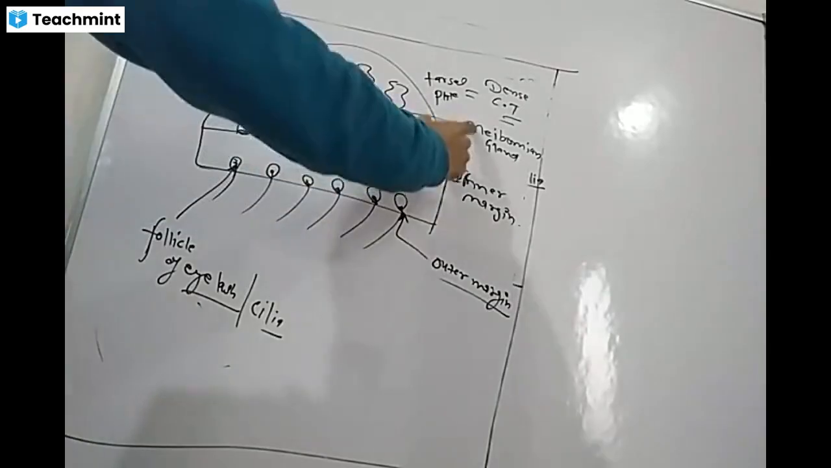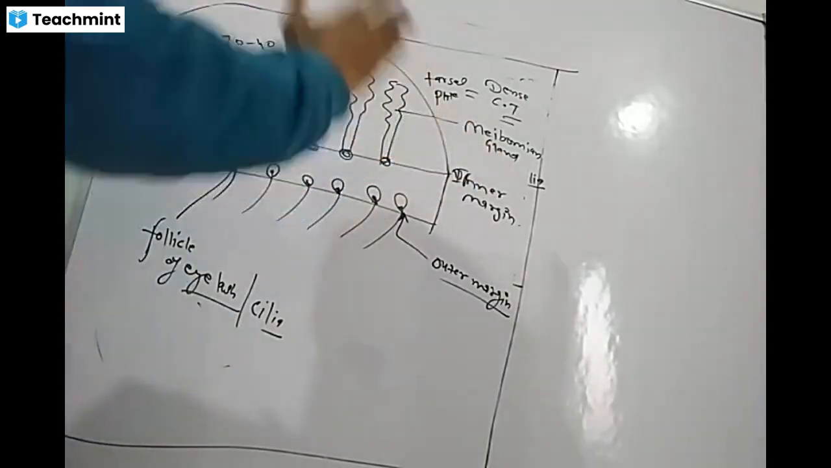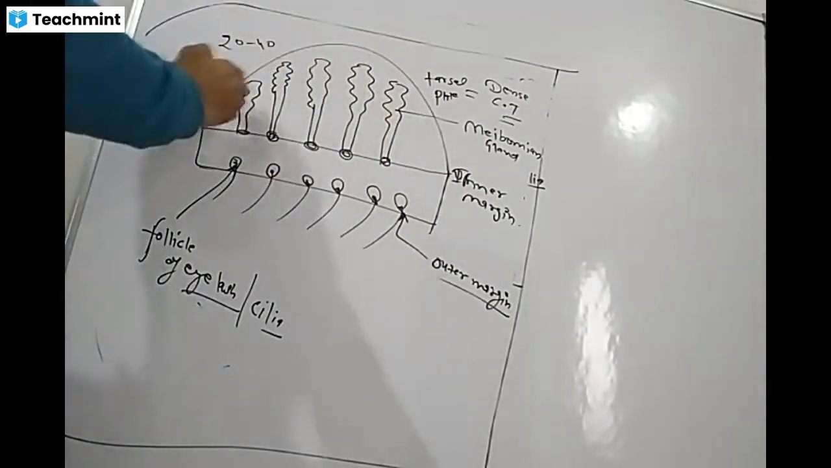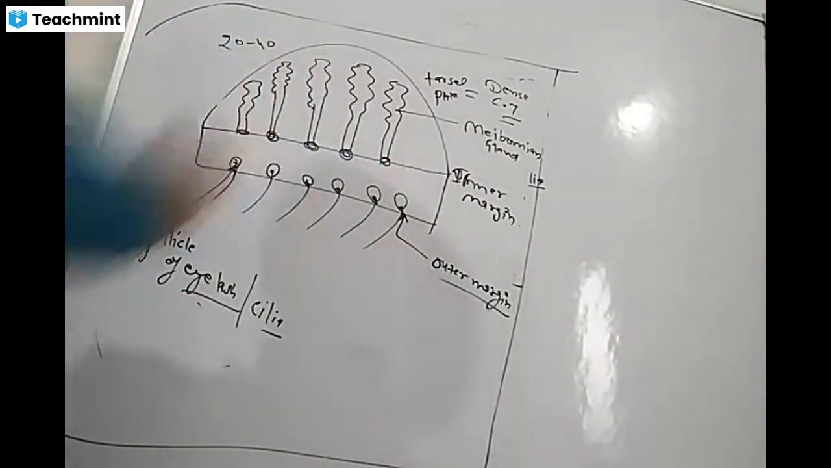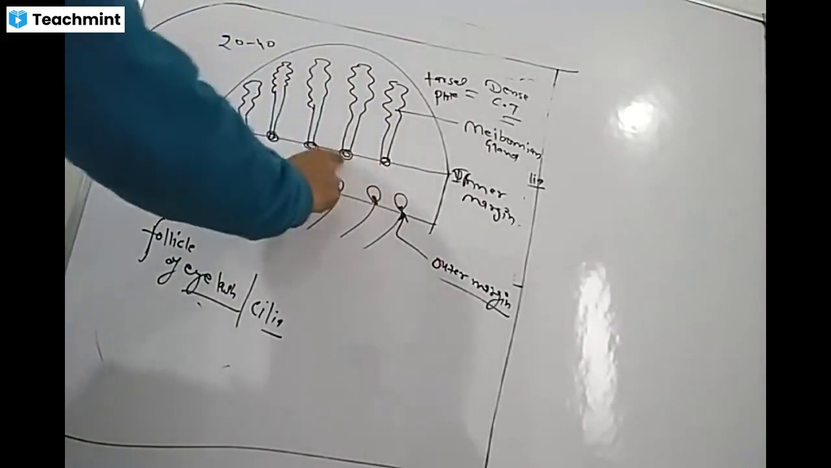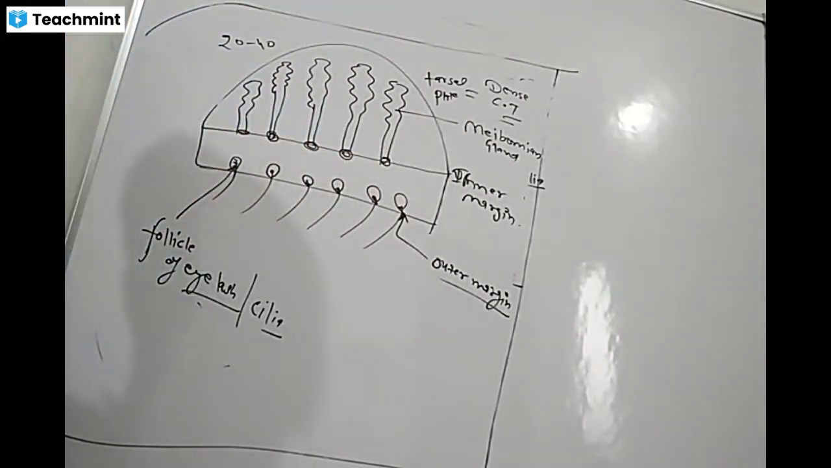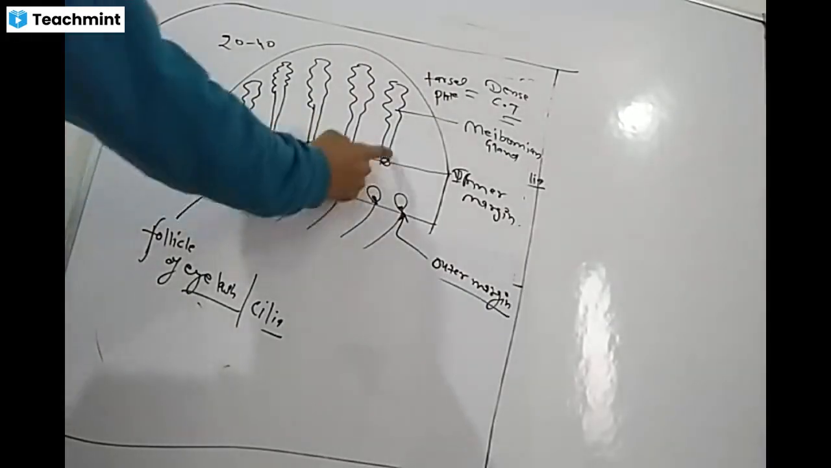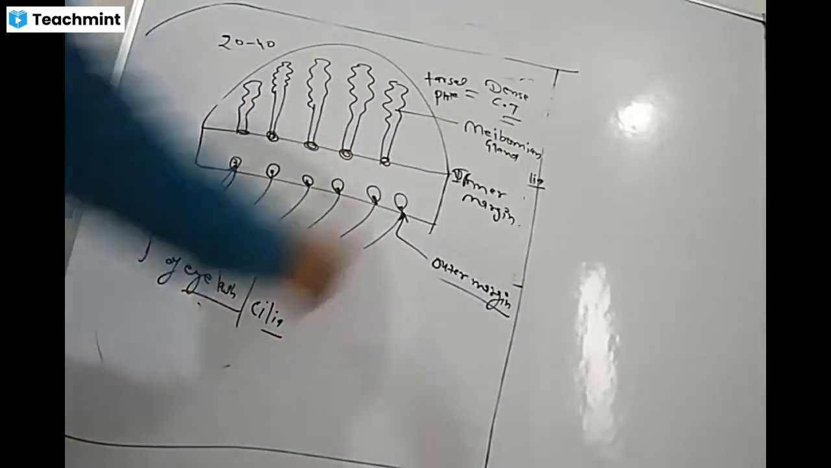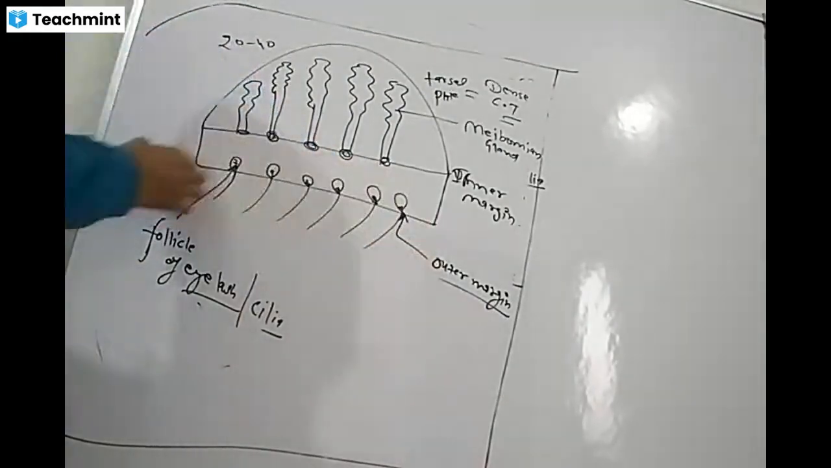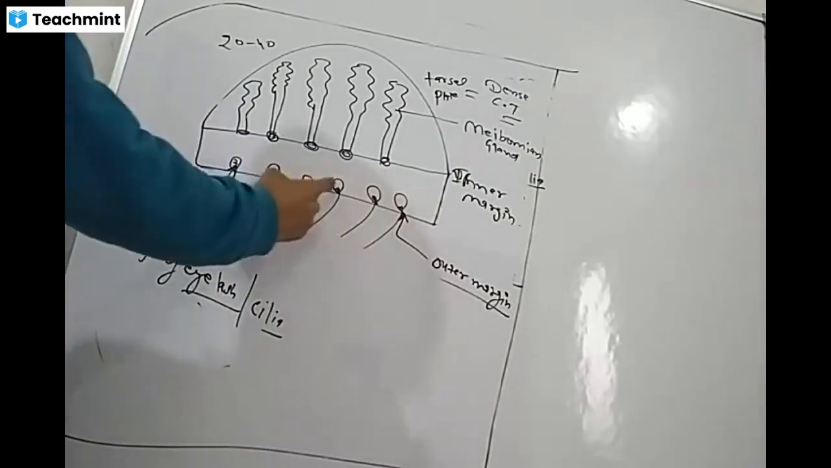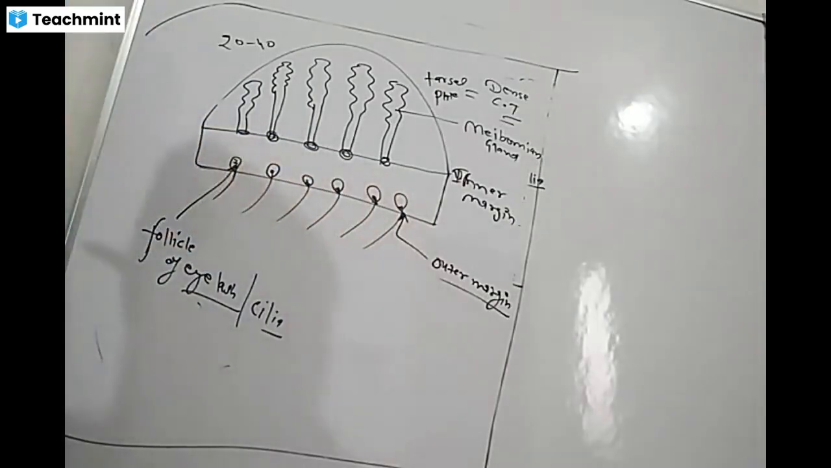Their name is meibomian gland or tarsal gland. These are longitudinal glands lying parallel to each other. They open at the inner margin, that is posterior to the eyelashes. At the outer margin, we have eyelashes, which have a follicle here.